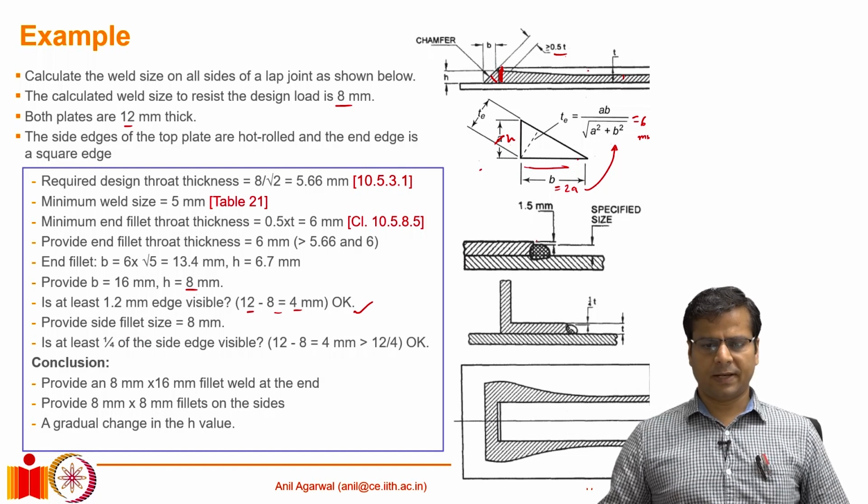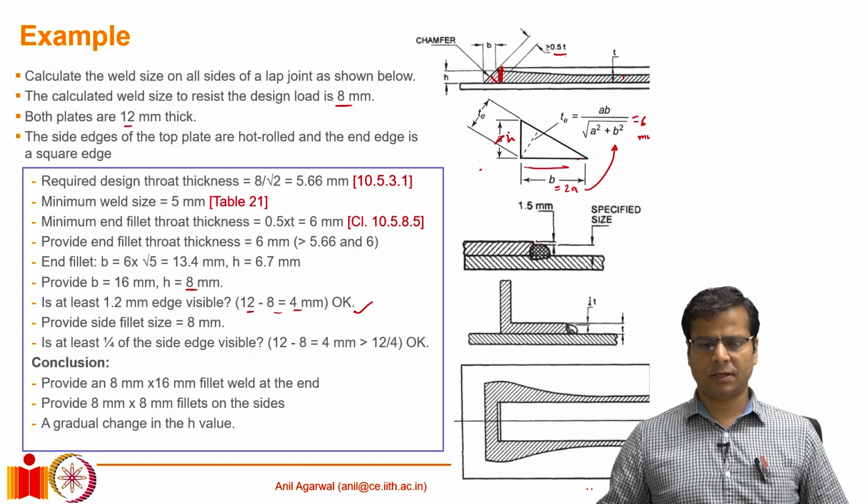On the side fillet, if we had provided 8 millimeter as the weld height H, let us also provide a weld of 8 millimeter on this side, because that is also the requirement as per the design calculations. So if that side fillet is also 8 millimeter in size, a quarter of the plate thickness would be 12 divided by 4, that is 3 millimeters. And the weld size is only 8 millimeters, that means 4 millimeters is visible, only 3 needs to be visible, that means I have satisfied that requirement as well.